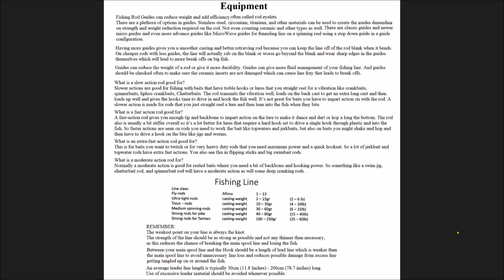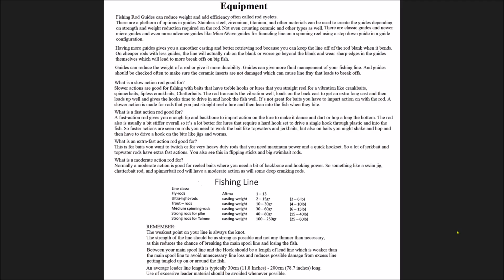What is a slow action rod good for? Slower actions are good for fishing with baits that have treble hooks or lures that use a straight reel for a vibration, like crankbaits, spinnerbaits, lipless crankbaits, and chatterbaits. The rod transmits the vibration well, loads on the back cast to get an extra long cast, and then loads up well and gives the hooks time to drive in and hook the fish as well. It's not great for baits you have to impart action on with the rod. A slower action is made for rods where you can just straight reel a lure and then lean into the fish when they bite.